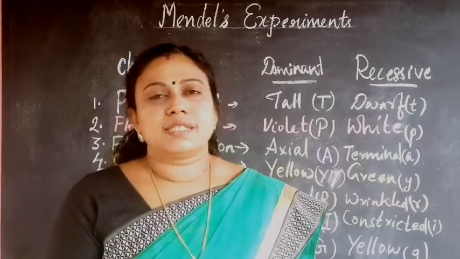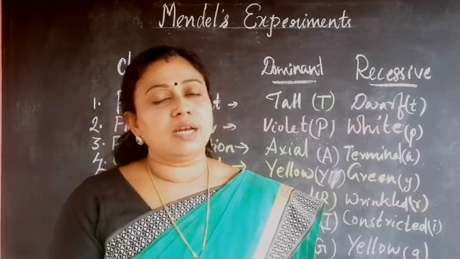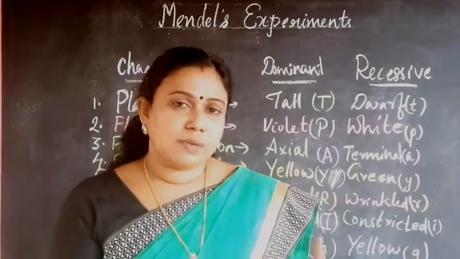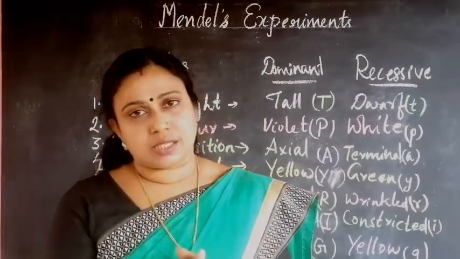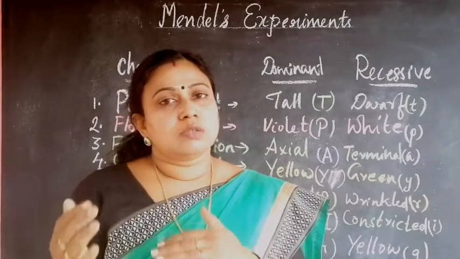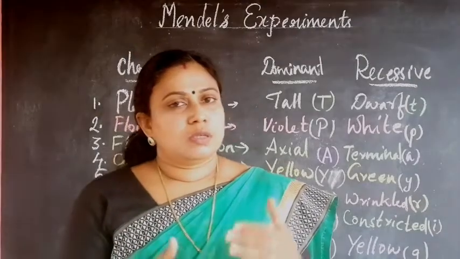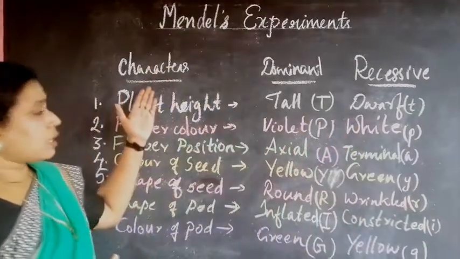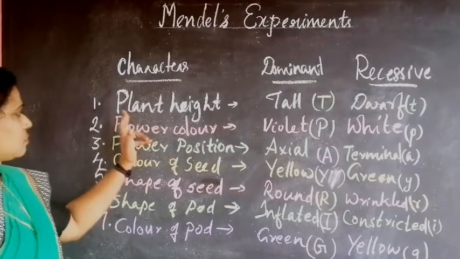Now, let us study the breeding experiments done by Mendel in Pisum sativum. Mendel selected 7 contrasting characters, each having two contrasting traits. These are the contrasting characters selected by Mendel.